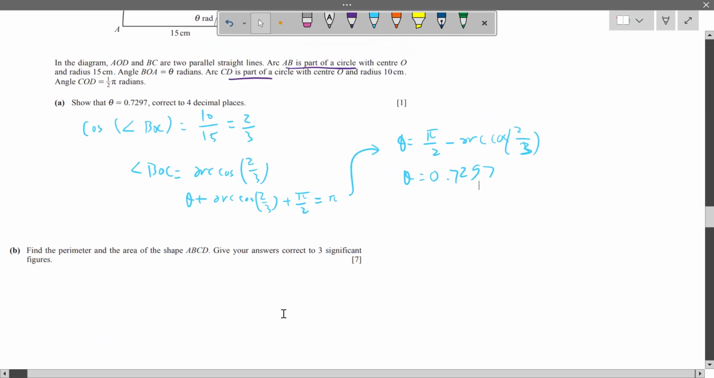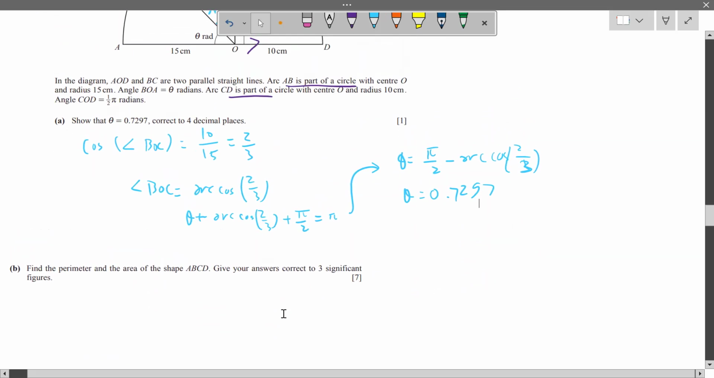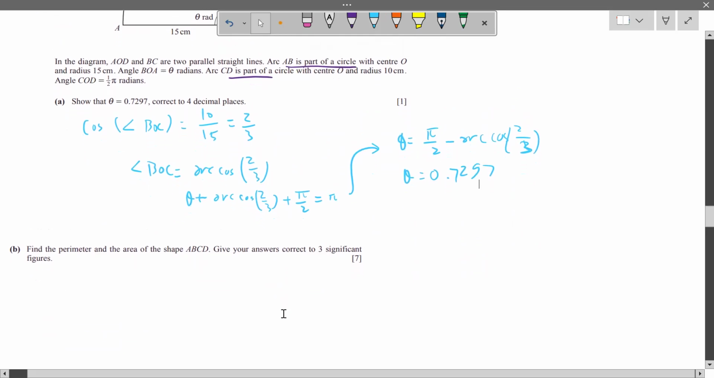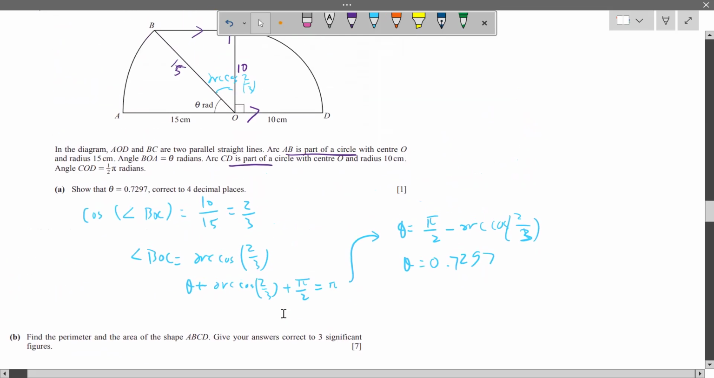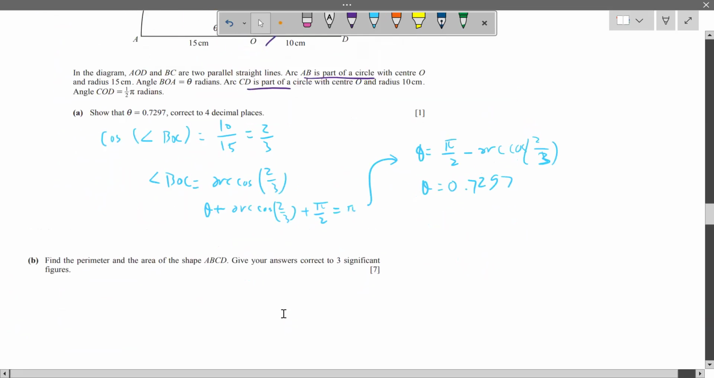Now find the perimeter and the area of the shape ABCD. Give your answer to three significant figures. Okay. So first, let's find the perimeter.